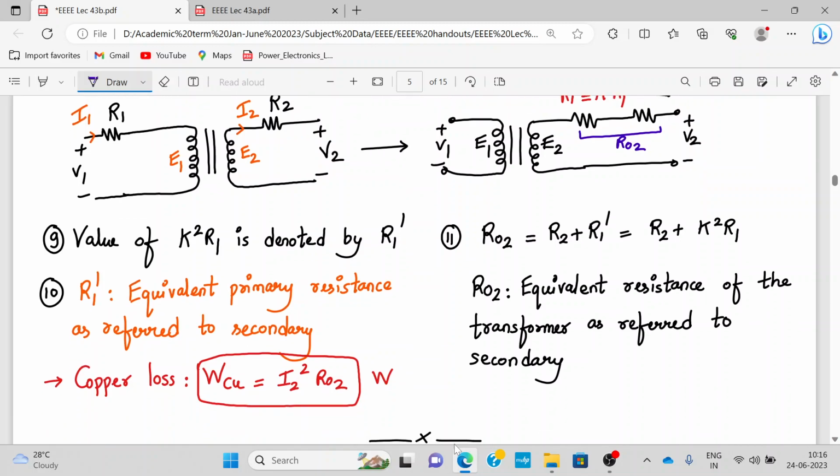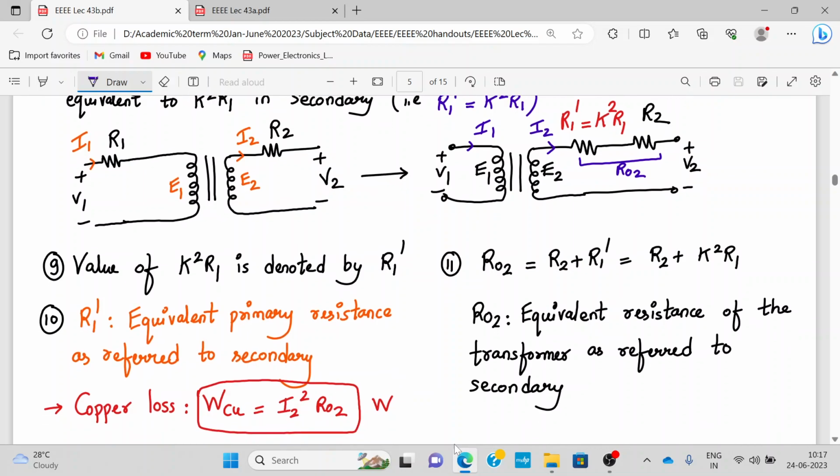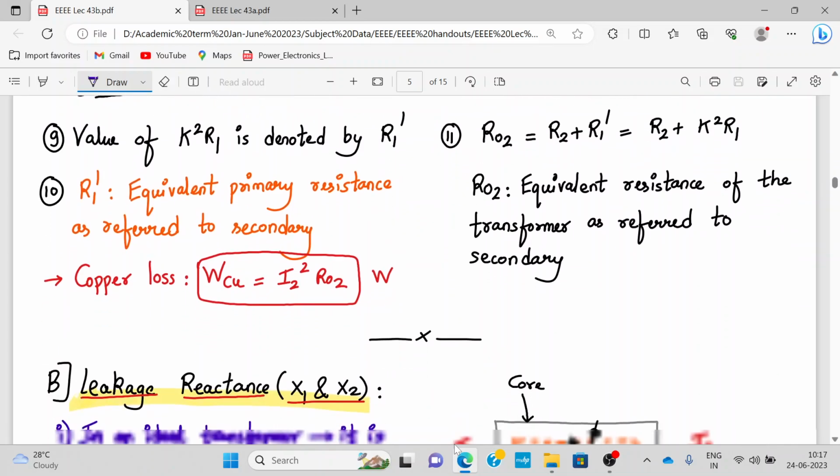So the copper loss will be given by I2 square. Now there will be a current flowing over here. This is I1 and this is I2. So the copper loss will be I2 square into R02. I hope this is clear. R02 is the series combination of R1 dash and R2. So this is about shifting the winding resistance to the secondary winding.